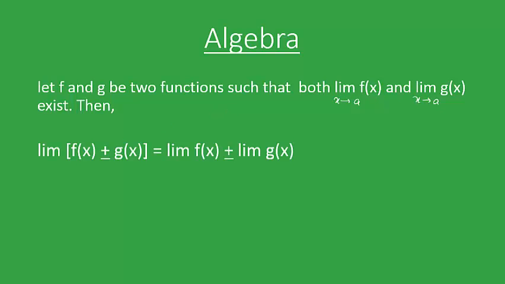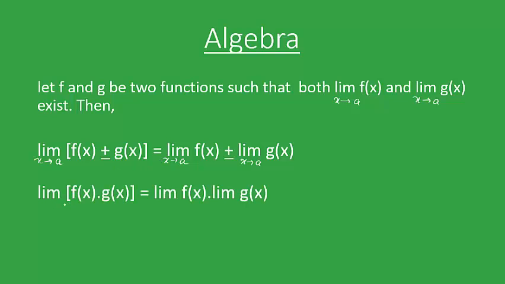Then the first expression says that the limit of f(x) plus g(x) as x tends to a is equal to the limit of f(x) as x tends to a plus the limit of g(x) as x tends to a, and the limit of f(x) minus g(x) as x tends to a is also equal to the limit of f(x) minus the limit of g(x) as x tends to a.